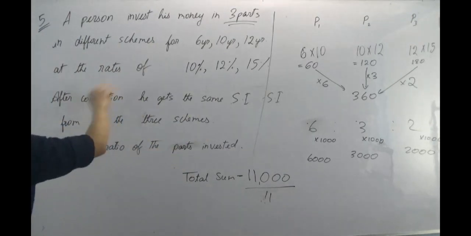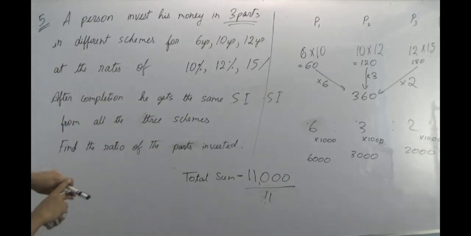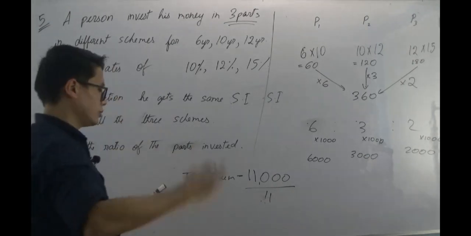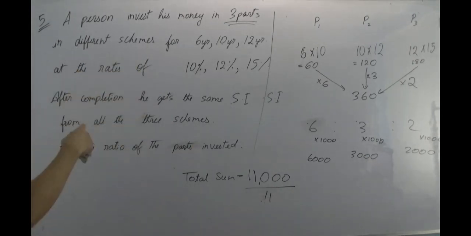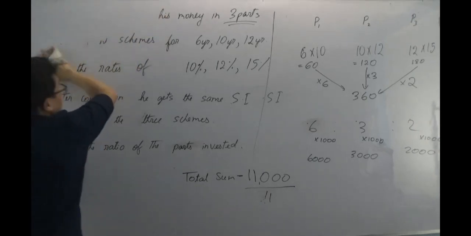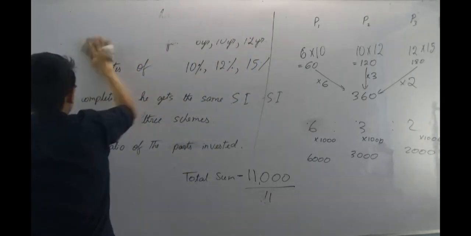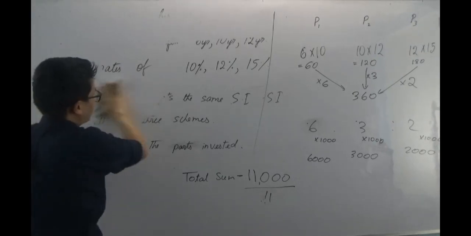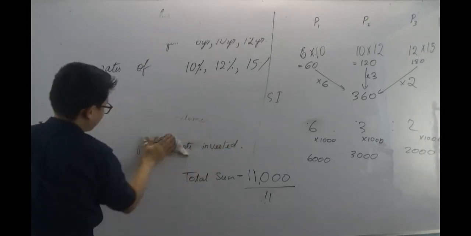Simple interest is done here. We'll discuss more types of simple interest later on, but next is compound interest. Compound interest is a little tricky because it's a different kind of calculation.